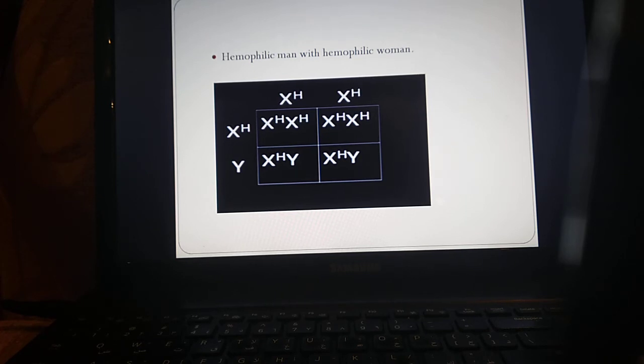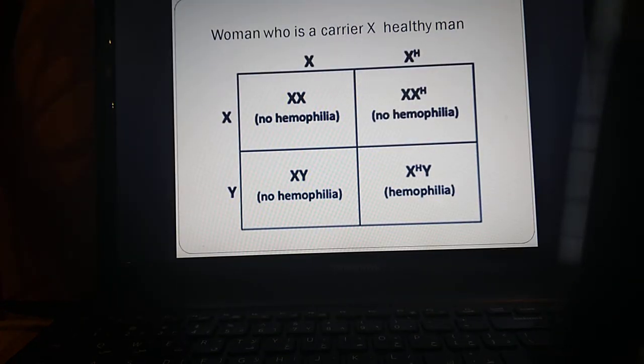So again, the hemophilic disease is sex-linked, so it is carried on the X chromosome. That's it. It is not carried on the Y chromosome. We put it on the appropriate part and we do the Punnett square. Do you need one more example? Let's see. We will cross a woman who is a carrier versus a healthy man.